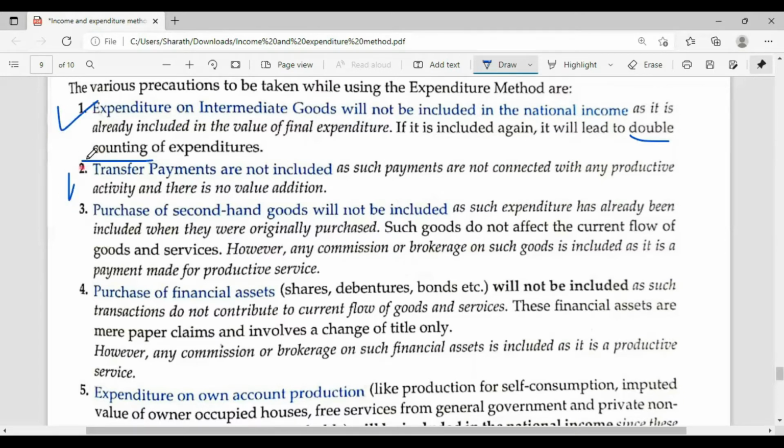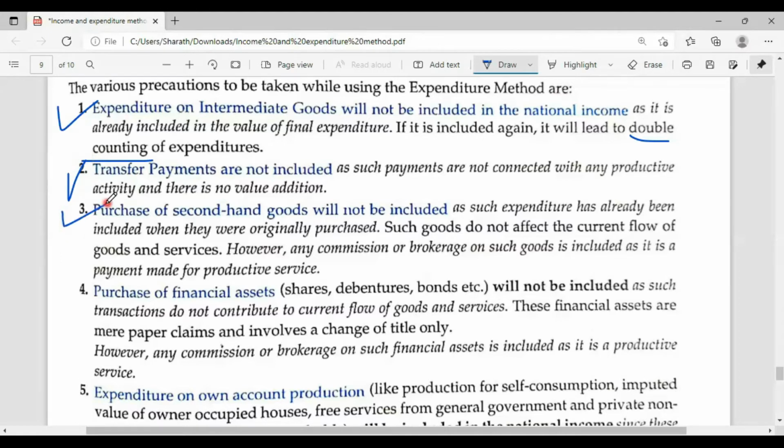The next precaution is that transfer payments are not included. As you all know, transfer payments or transfer incomes are unilateral transactions, something received by someone without any consideration. In that scenario, that cannot be part of national income accounting, so that should be ignored. Why? Because there is no productive activity taking place. It is just unilateral. In that case, none of the transfer payments or transfer income will be included. So this is the second precaution.